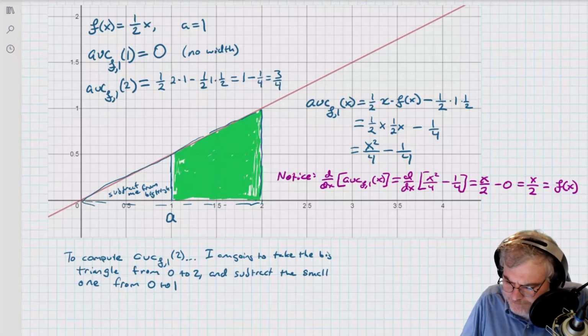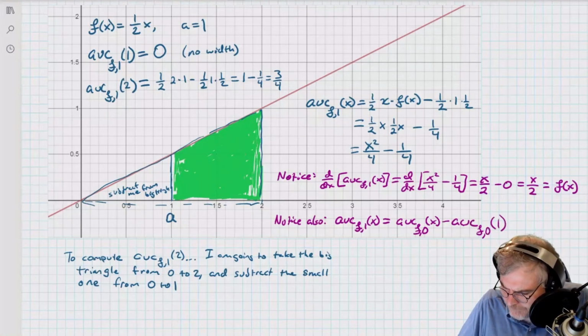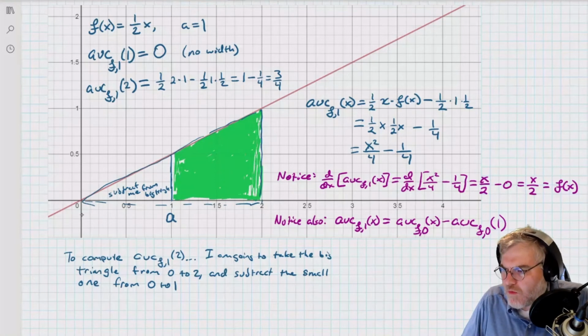Notice also, AUC F1 of x equals AUC F0 of x minus AUC F0 of 1. In other words, if I wanted to start at 1 and go to 2, I start at 0 and go to 2, and then I subtract the 0 to 1. 1 to 5, how do we feel about that?